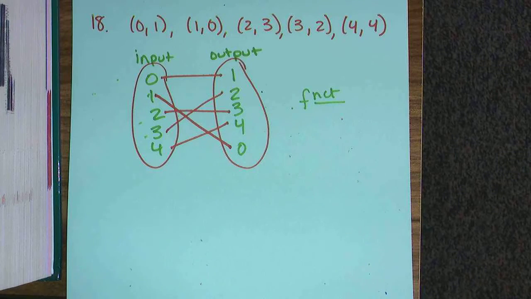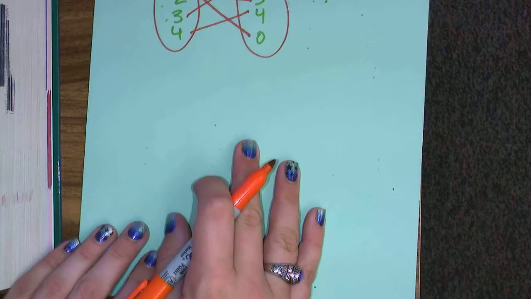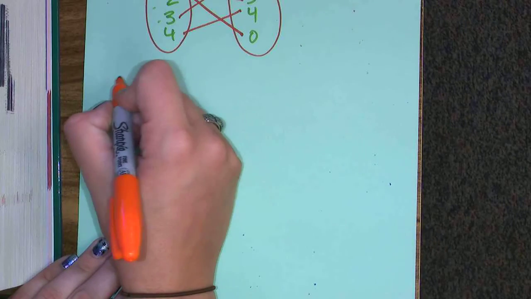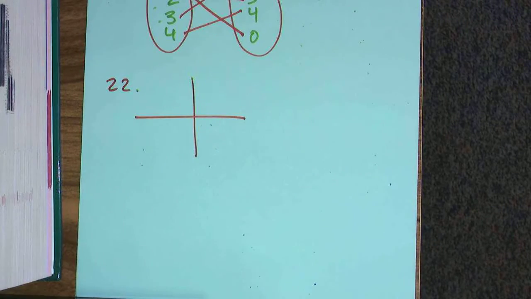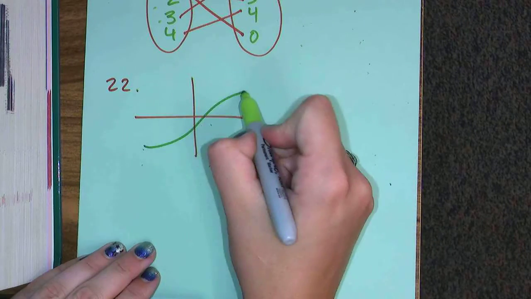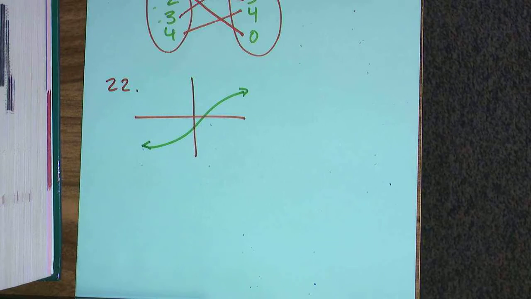Okay, so then there's some graphs like 21 through 23. Okay, it wants us to test and see if these are functions. So 22 looks something like that. And it wants us to use the vertical line test to tell whether the relation is a function. So how would I test that?